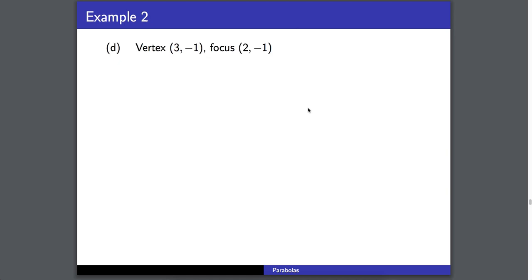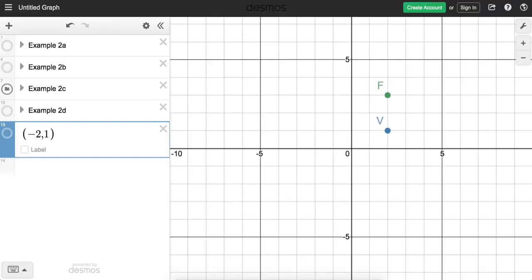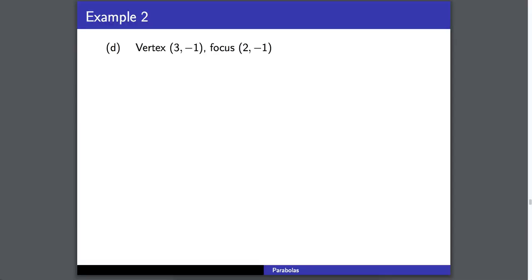All right, finally part D. This time the vertex is at (3, -1). The focus is at (2, -1). So if we take a look at the graph of that, here's our vertex and focus. Our value of p, the distance between them, is 1. So p is equal to 1. So a is 1 over 4 times 1, which is 1/4.